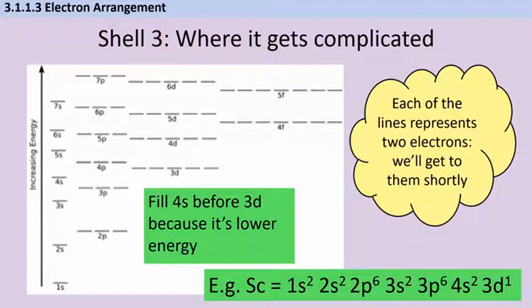Now it doesn't matter whether you are more comfortable writing them in this order because they get filled in this order, or if you're more comfortable writing them so that all the 3's are together and then the 4's. It's fine to do it either way, you're not going to lose any credit. Each one of these little lines in this picture represents 2 electrons, but don't worry, we're going to get to them in a minute.